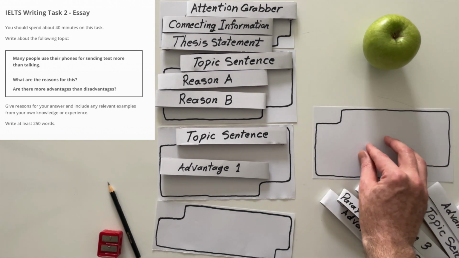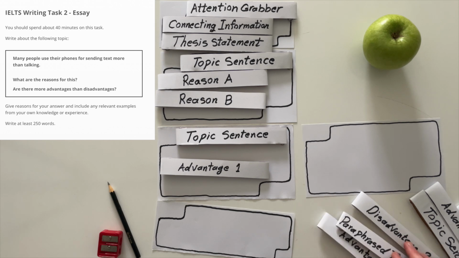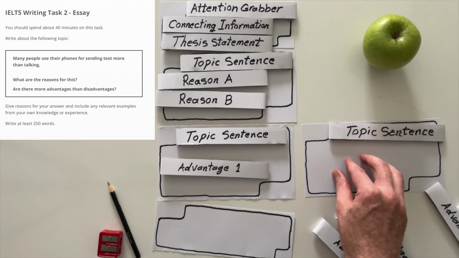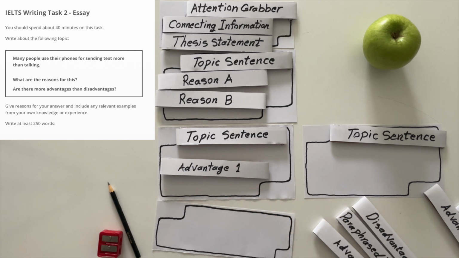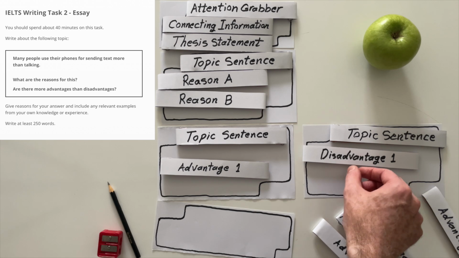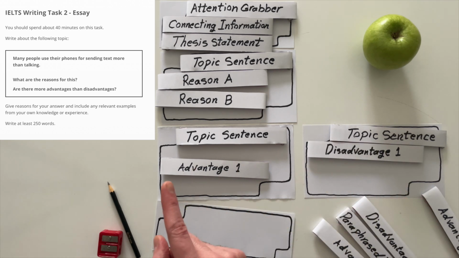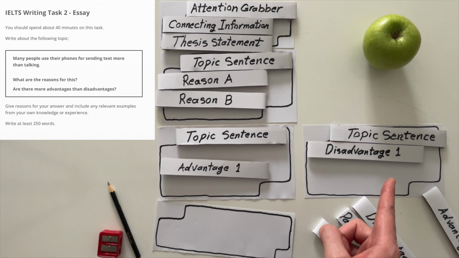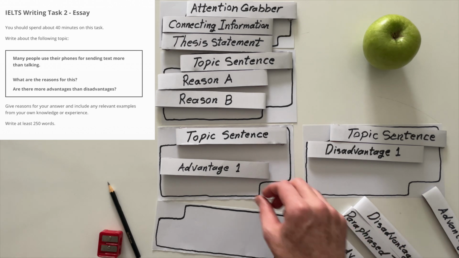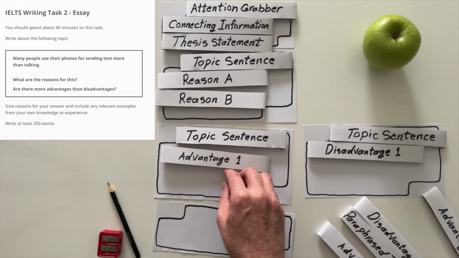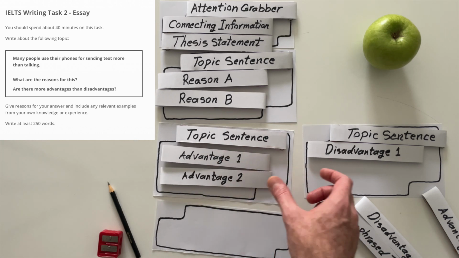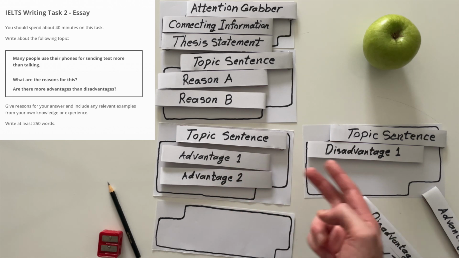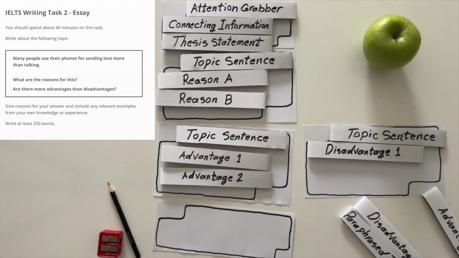For example, there's another paragraph, and for that, we also need another topic sentence. Now, here we are going to focus on advantages, and here we are going to focus on our disadvantages. And we need to show that there are more advantages than disadvantages. Here, the numbers can play to our favor. If advantages are more than disadvantages, I can come up with two advantages. And you can see 2 is greater than 1, so there are more advantages actually than disadvantages, and it's fine.